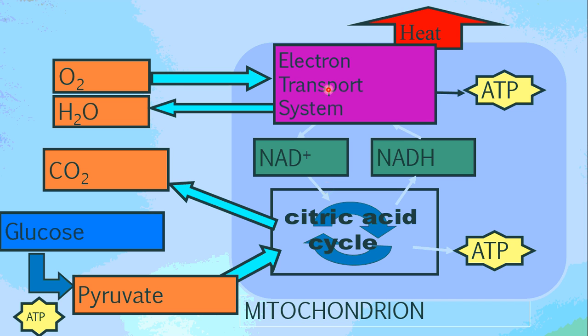The electron transport chain does require oxygen, and water is released as a byproduct. Another byproduct that hasn't been mentioned till now is heat. That is how we generate a lot of our body heat, and here we get tons of ATP being produced.